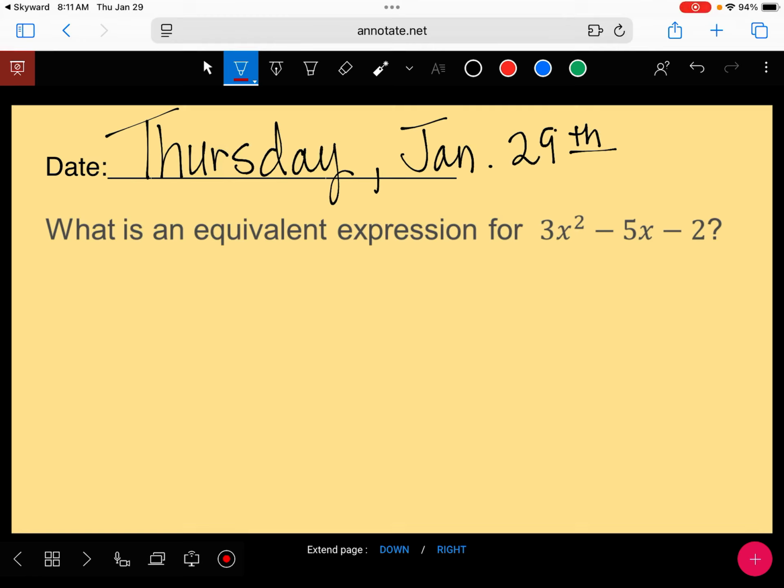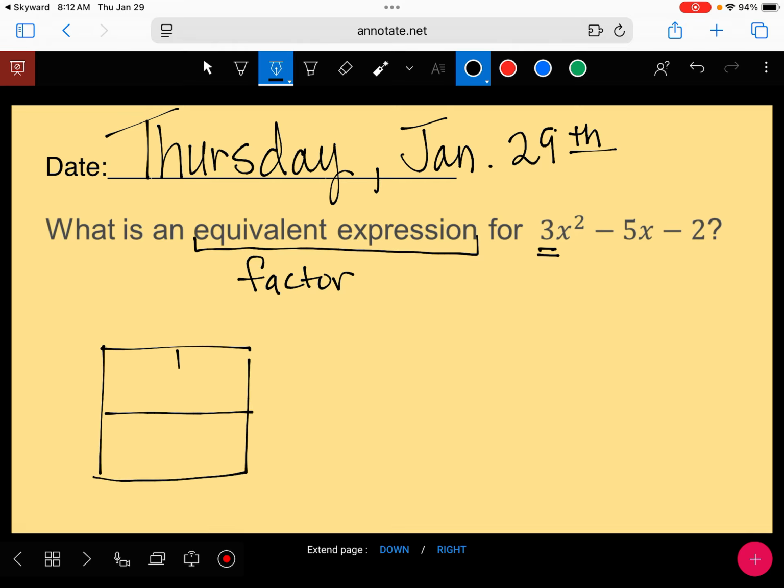So it's asking you for the equivalent expression for 3x squared minus 5x minus 2, which means factor. They want us to factor it. Now, A is not 1, so we need to make a box.